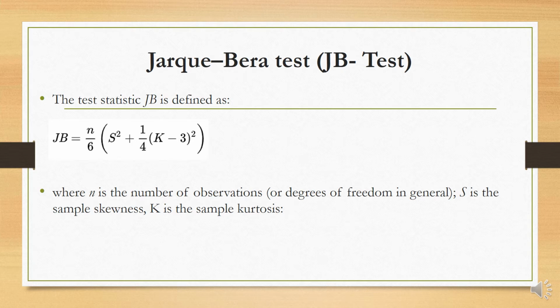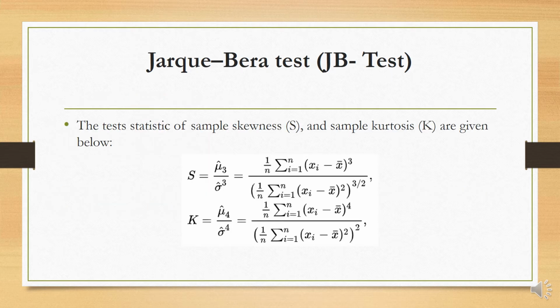The test statistic of JB is defined as JB = n/6 × (S² + 1/4 × (K − 3)²), where n is the number of observations or the degrees of freedom in general, S is the sample skewness, and K is the sample kurtosis. The formulas for the sample skewness and sample kurtosis are given below.